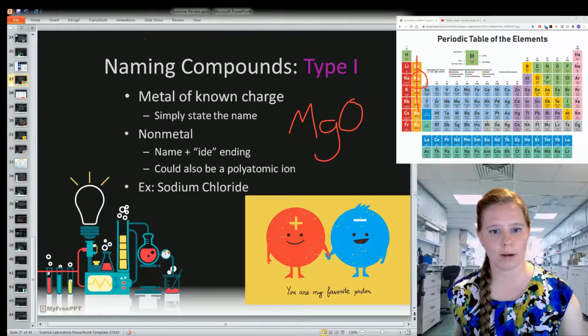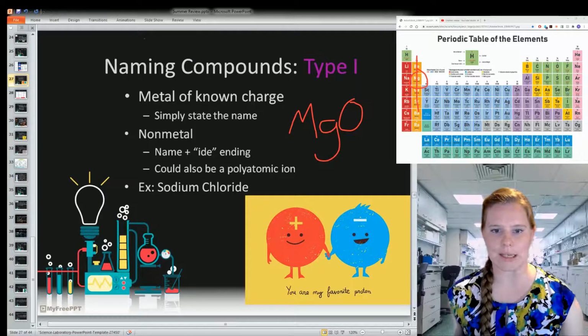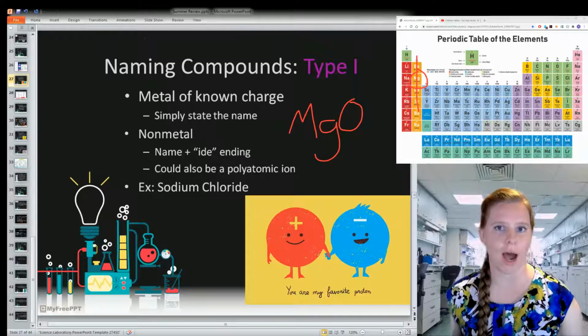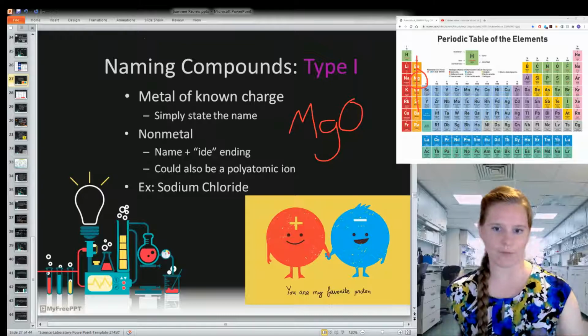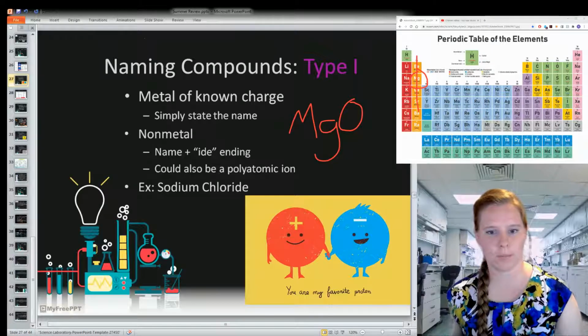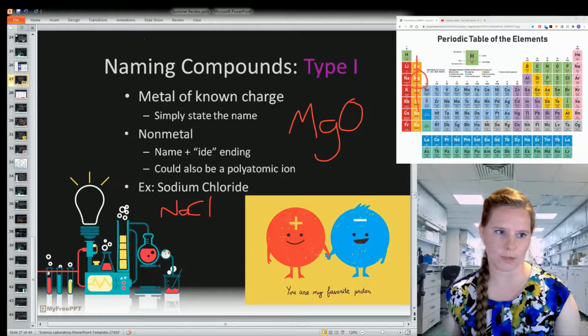And then for the non-metal, give the name plus an IDE ending. So this is oxygen. We're going to change that to oxide. That's all you have to do. This is magnesium oxide. Okay, here we have sodium chloride, which would be Na, because that has a charge of +1, Cl, because that has a charge of -1.